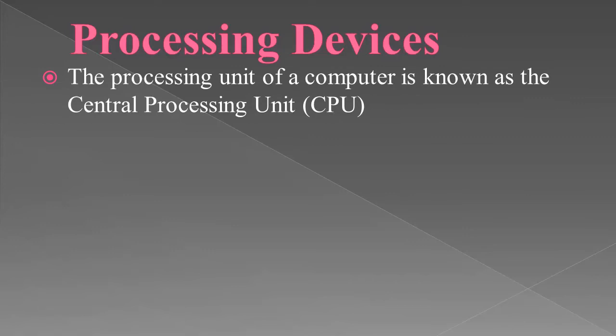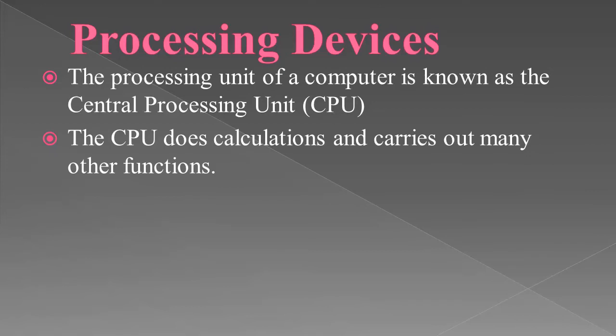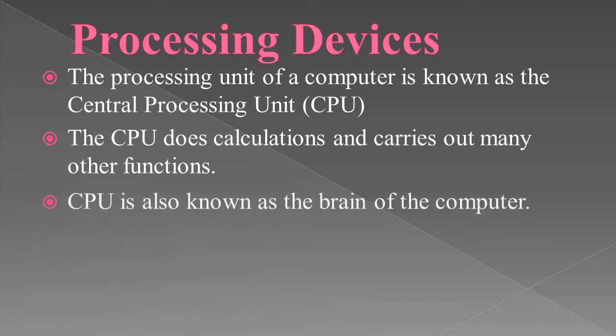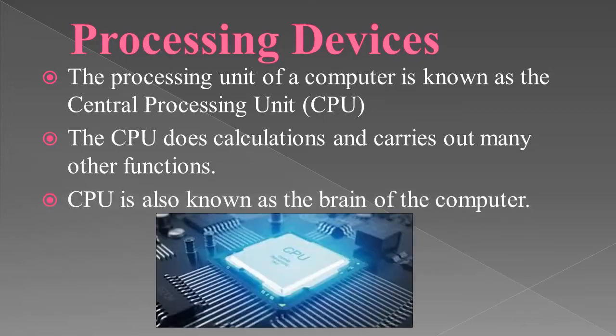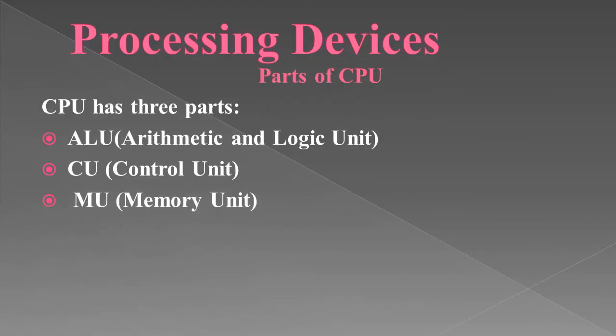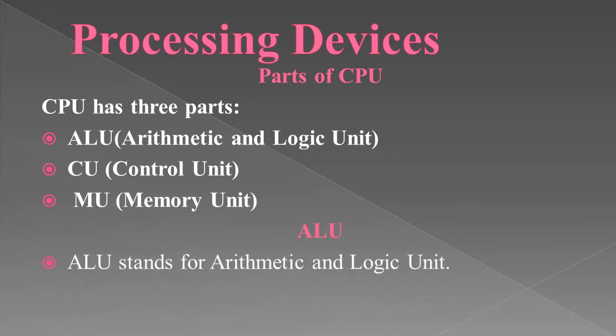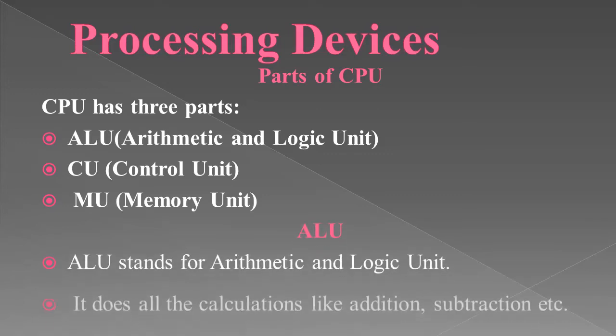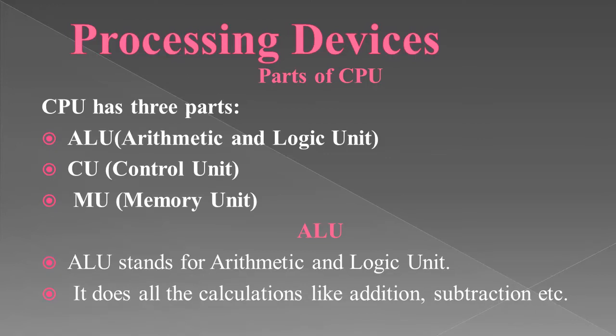Well, what are processing devices? The processing unit of a computer is known as the Central Processing Unit, CPU. Okay, the CPU does calculation and carries out many other functions. It is known as the brain of a computer. And CPU has three parts: ALU, CU, and MU. ALU stands for Arithmetic and Logic Unit, CU is Control Unit, and MU is Memory Unit.